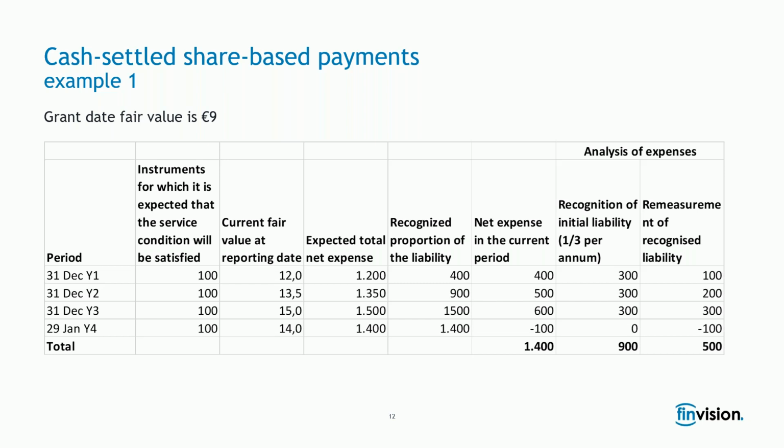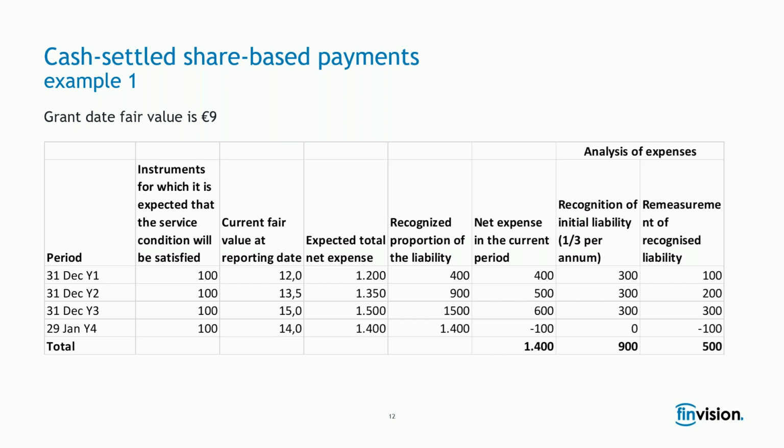The next year, the proportion remains the same, 1/3 of the cumulative expense, but that is an increase in our net expense in our current period. So the 500 is 100 more than the period before due to our fair value increase for the current 2 periods that have been booked, let's say.